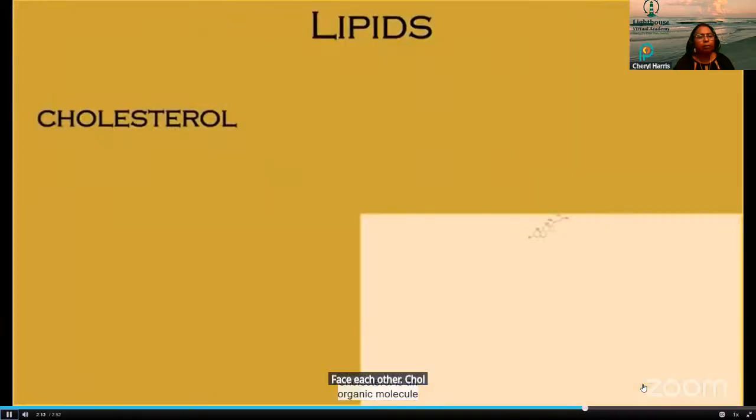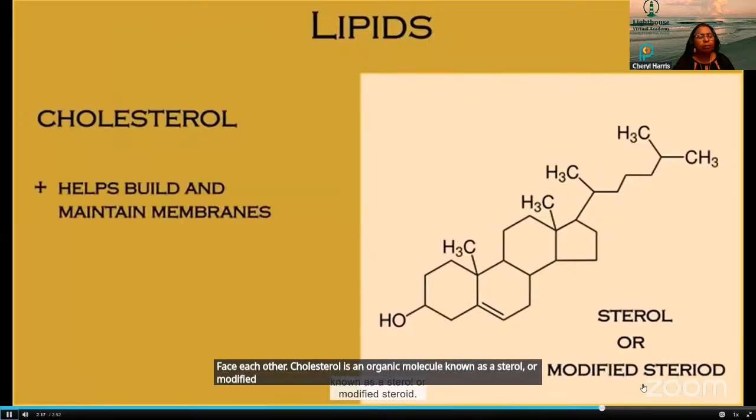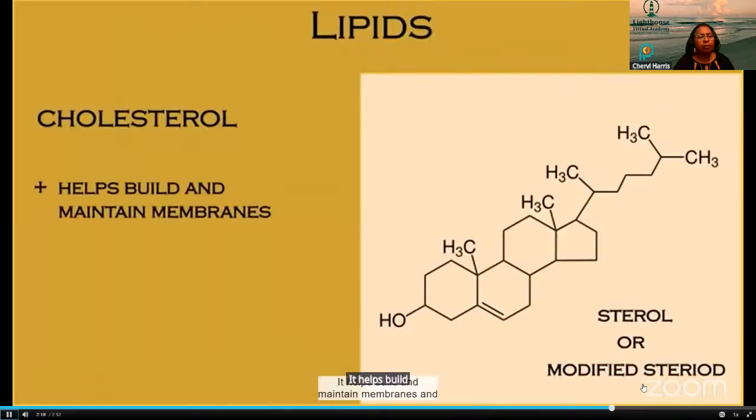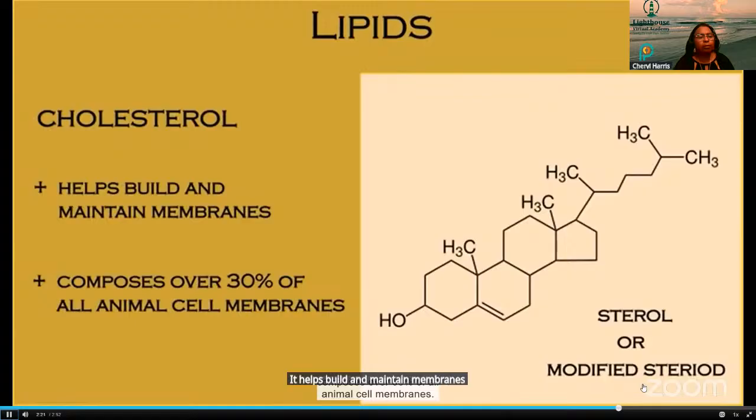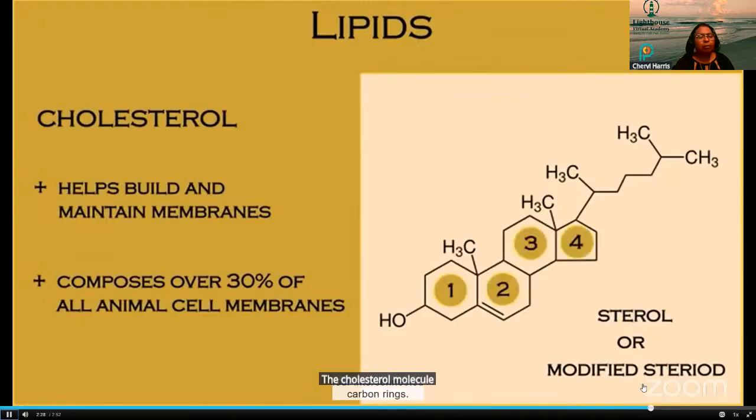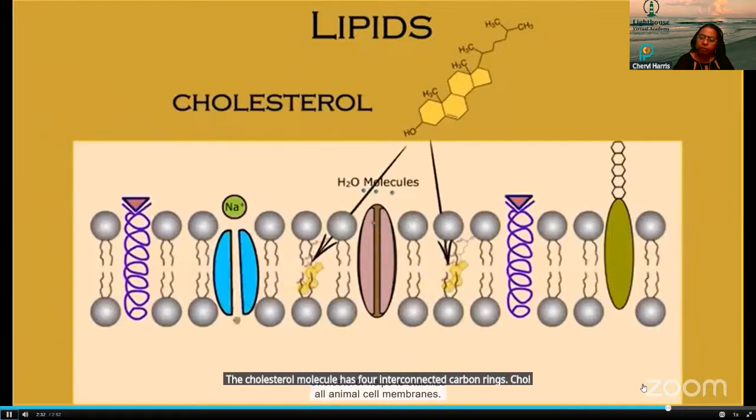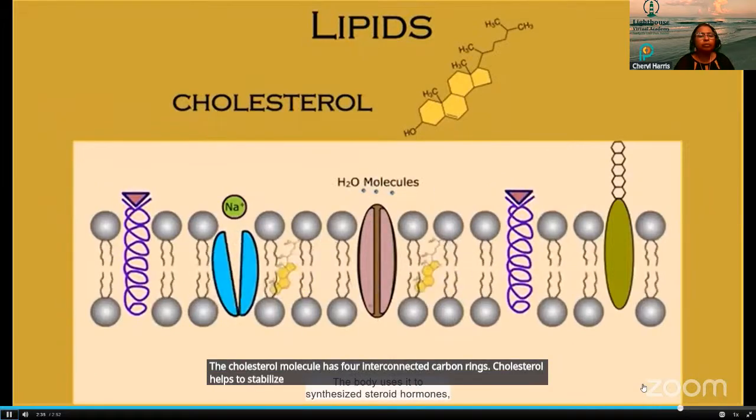Cholesterol is an organic molecule known as a sterol, or modified steroid. It helps build and maintain membranes and composes over 30% of all animal cell membranes. The cholesterol molecule has 4 interconnected carbon rings. Cholesterol helps to stabilize all animal cell membranes.